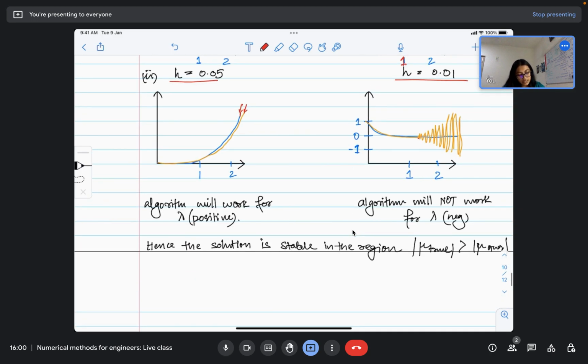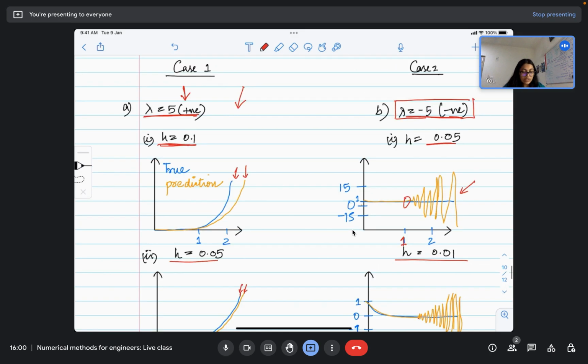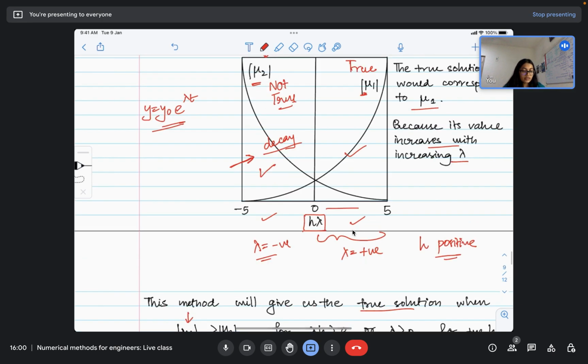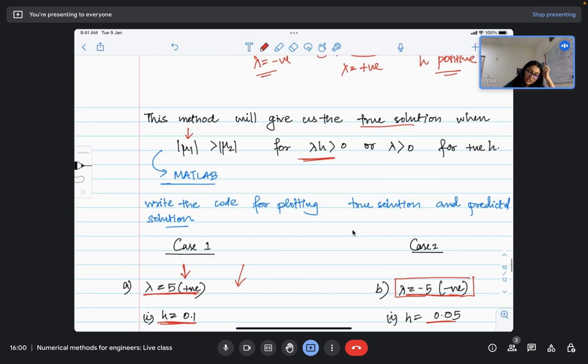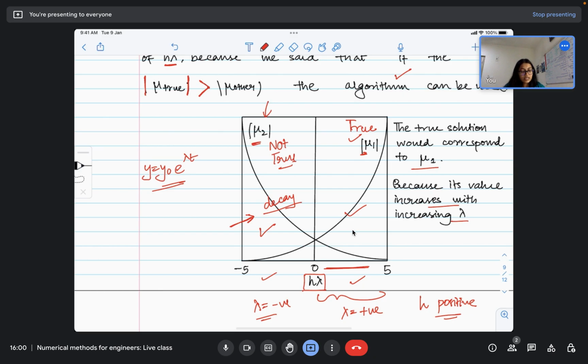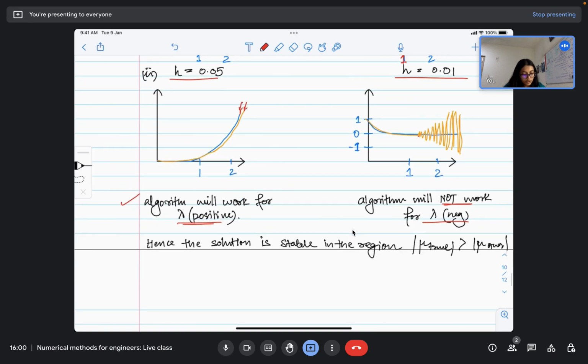Hence, this shows us that this algorithm will work for a positive lambda value. That is, it will work for this region, and in this region, whichever mu exists is the true root, but it will not work for a lambda lesser than 0, or a negative lambda. That is, in this region, whatever exists is not the true mu. Hence, we can conclude that the solution is stable in the region where the true mu is greater than the other mu we have computed.